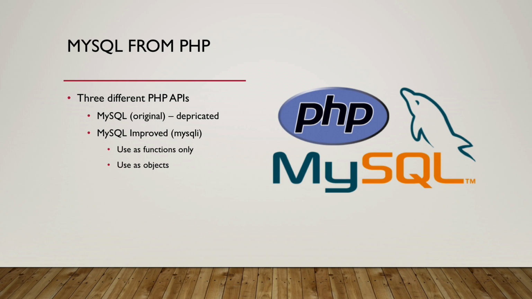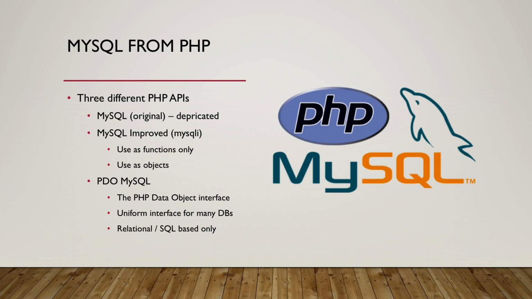The second one is called MySQL Improved, or just MySQLi, and it has 2 different ways to use it. You can use it purely by calling functions, or you can use it with objects. I'm going to use it as objects when we see it, but you'll find other places either show both ways or pick the functional one.